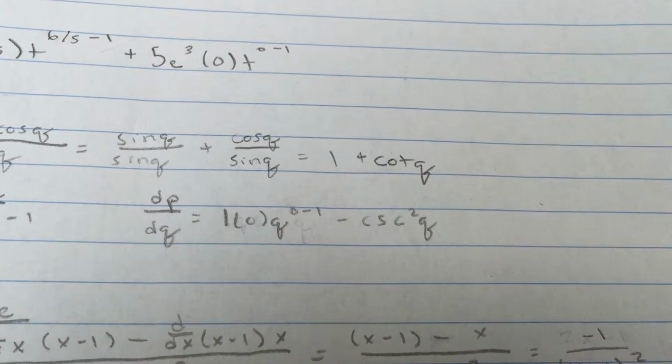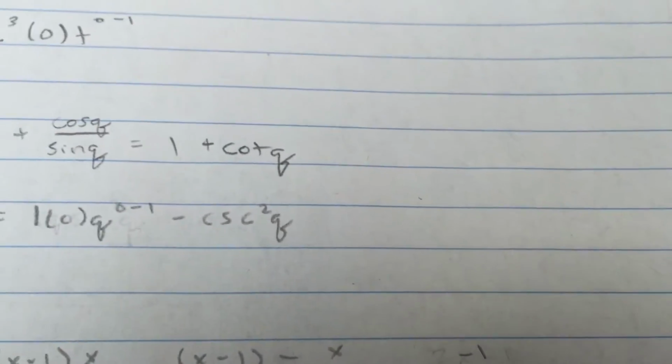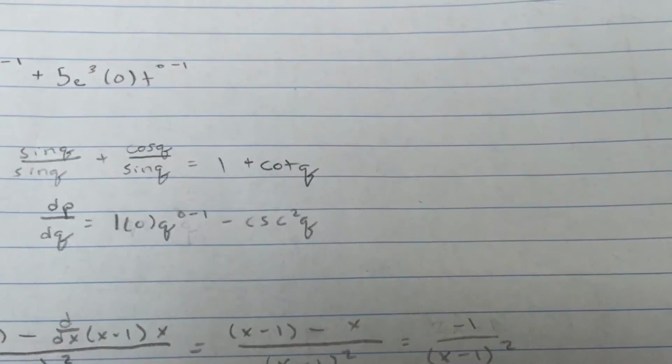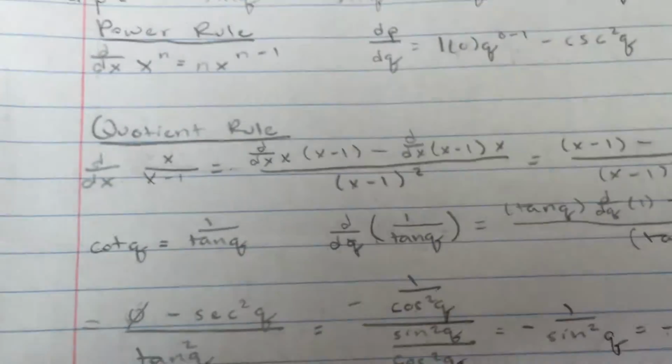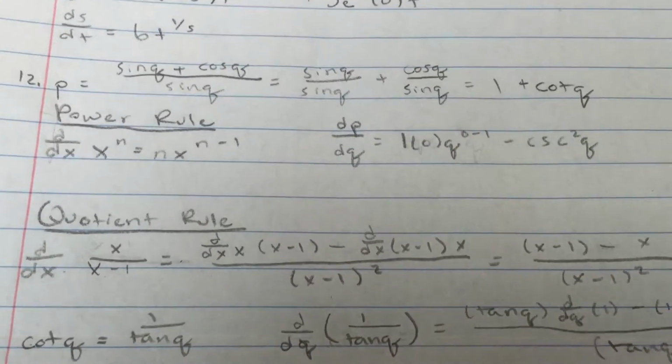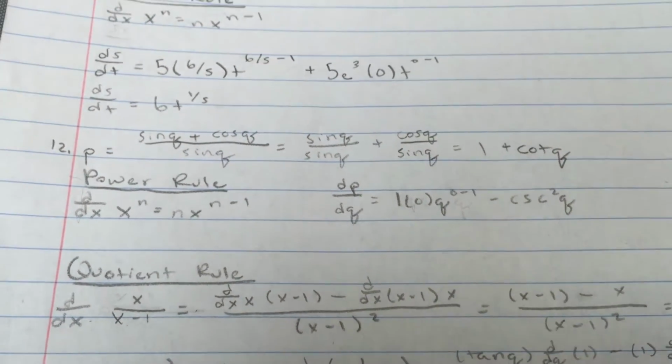And then the derivative of cotangent q is defined as negative cosecant squared q. Now we can explain that in depth through the use of the quotient rule. Here's an example of the quotient rule that is not the problem itself.